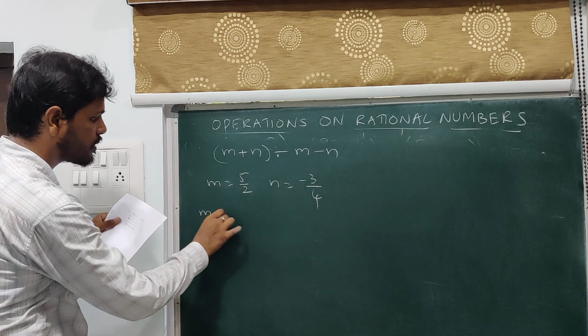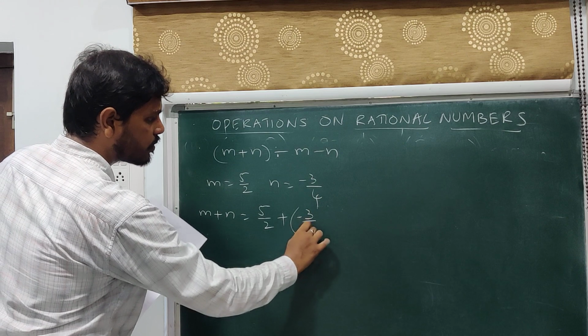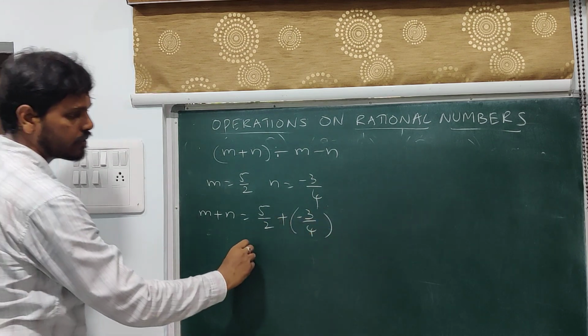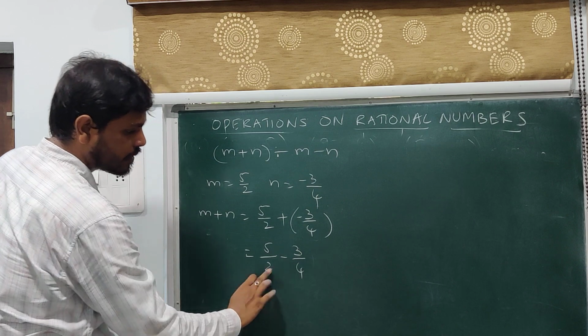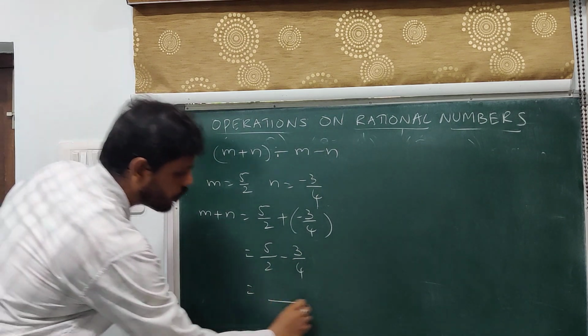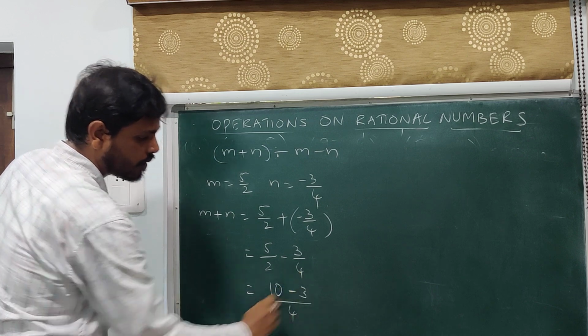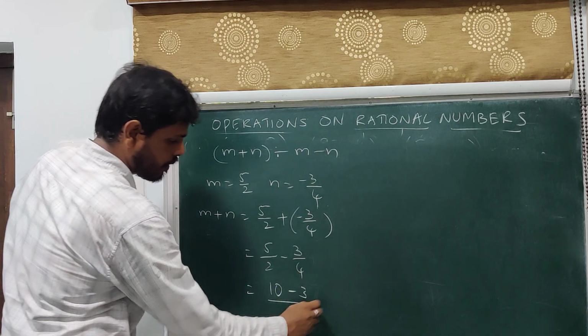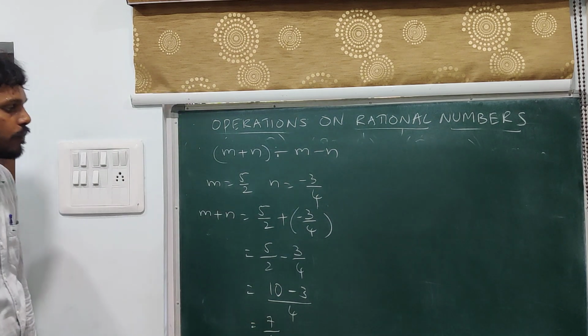So m plus n, which is 5 by 2 plus minus 3 by 4. Now plus into minus is minus, so this is 5 by 2 minus 3 by 4. LCM of 2 and 4 is 4. 2 2s are 4, 5 2s are 10, and 4 is already there. You can write it as 3. And this is 10 minus 3 is 7, so this is 7 by 4.